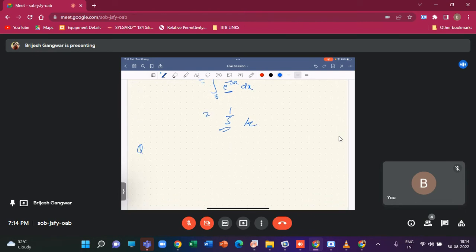Okay, we will go to question 2. Another simple question: if we consider f(x) is equal to x square, then what is the Laplace of this f(x)? 2 factorial by s cube. That is right. How can you solve?